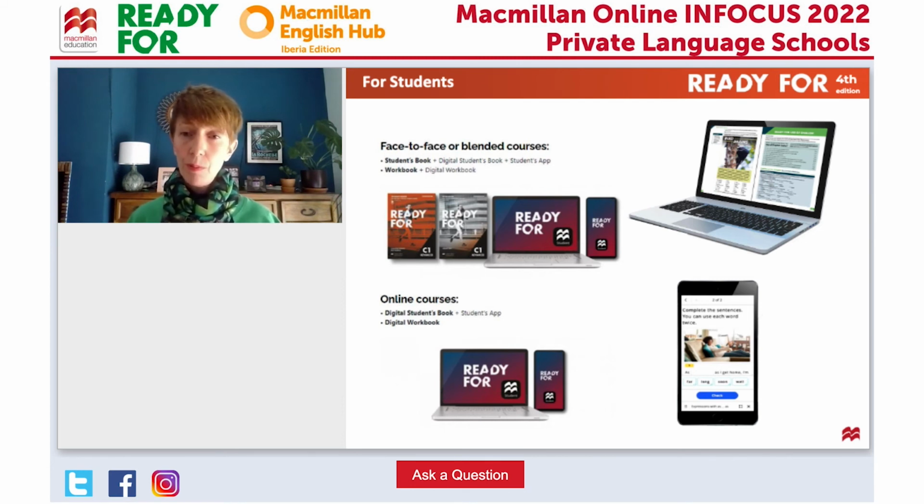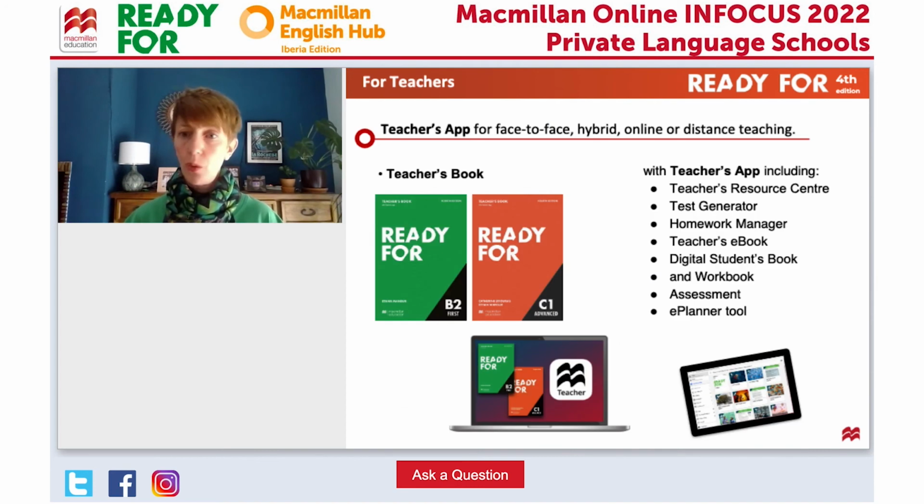And then moving on to the digital support. So for students, we have a blended or a paper option. So you can have the paper book with the access to the app. Now, the app gives the students a huge amount of practice, not only for the unit, the language practice that they've been doing, but also for exam practice. You get mock exams on there, which they can practice on the go wherever they are.